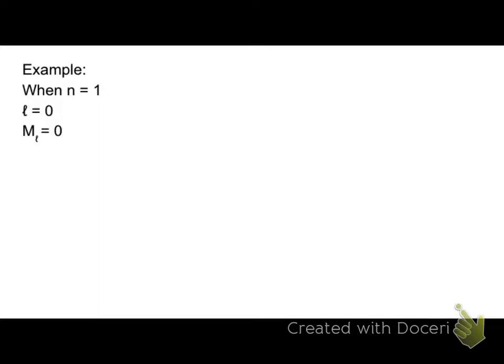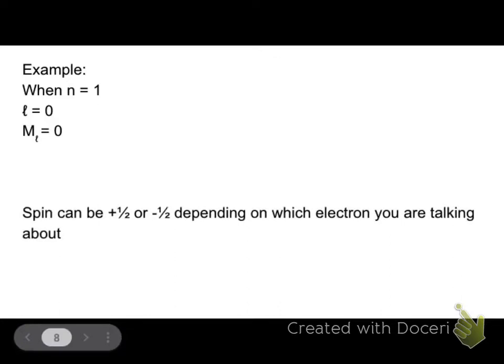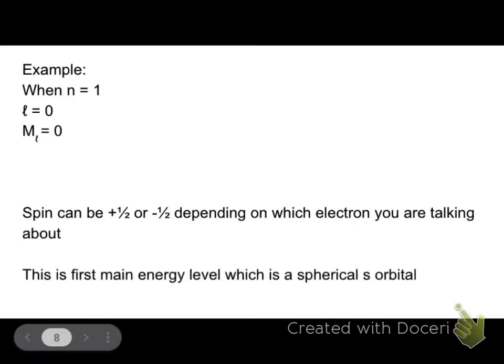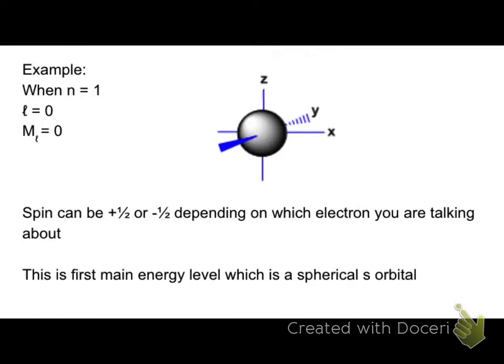What did L tell you again? L tells you the shape of the orbital. Okay. And then m told you which orbital, right? So if L was 1, then m sub L would tell me which one of the 3p orbitals I'm in. And then spin tells me which electron, the one spinning up or the one spinning down. So this is the first main energy level, which is a spherical s orbital. It can hold a maximum of 2 electrons, and then depending on the spin, I know which electron I'm talking about. So it's like a road map to find your electron, is what these quantum numbers are.